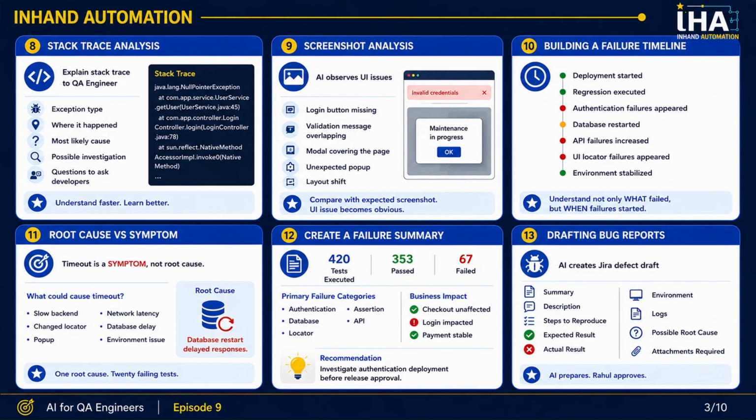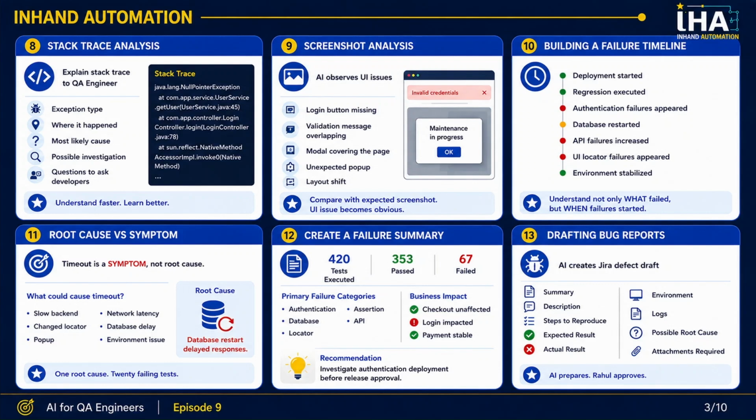And Rahul asks AI to create an executive summary. AI produces an executive summary in a way like 420 test cases executed, 353 passed, 67 failed, and primary failure categories are authentication, database issue, locators issue, assertion, API. What are the business areas that got impacted? Checkout is unaffected, so no need to worry. Login is impacted, yes, we will look into that, and payment is stable. There is no issue with that.